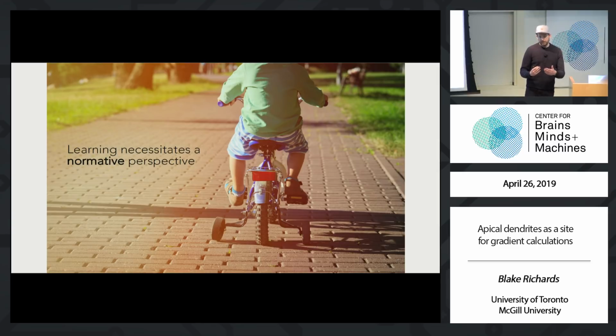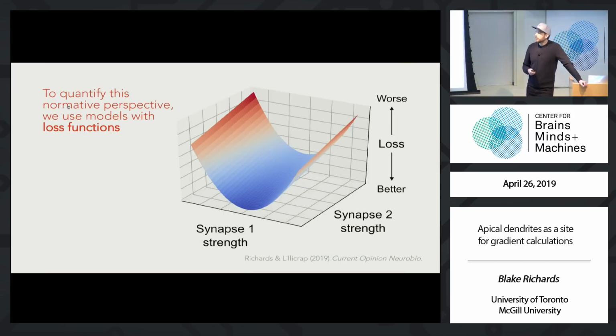So when we say you're getting better at something, ideally as scientists, we would have some way of quantifying that. And certainly as computational modelers, we're particularly interested in providing some quantification for that learning. Now, within the computational neuroscience perspective, but particularly even more so within machine learning, the way that we engage with this normative perspective is through the use of loss functions.